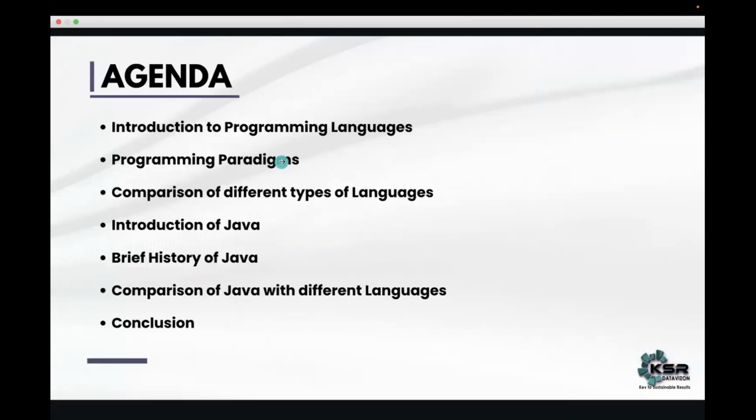So what we'll see: introduction to programming languages. We'll see what programming paradigms are. We'll see a comparison of different types of languages, so based on various features, how we can classify languages. We'll see an introduction of Java, some brief history of Java, how Java was developed, and what went into it. We'll see a comparison of Java with other languages, and we'll conclude today's class.